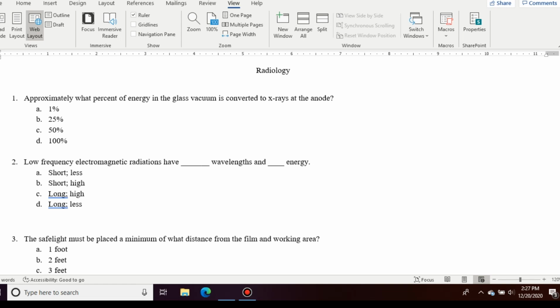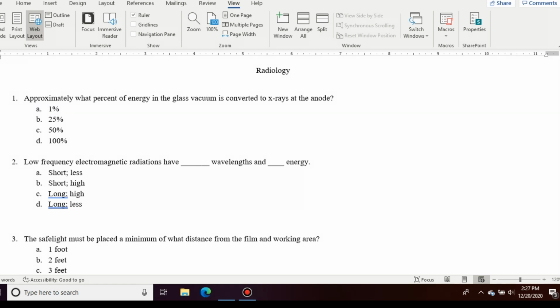Number one, approximately what percent of energy in the glass vacuum is converted to X-rays at the anode? The correct answer is A, 1%. So out of all of that heat that is created inside that glass vacuum, 1% is converted to X-rays, or converted to photons. The other 99% trickles out through the copper stem and into the insulating oil.